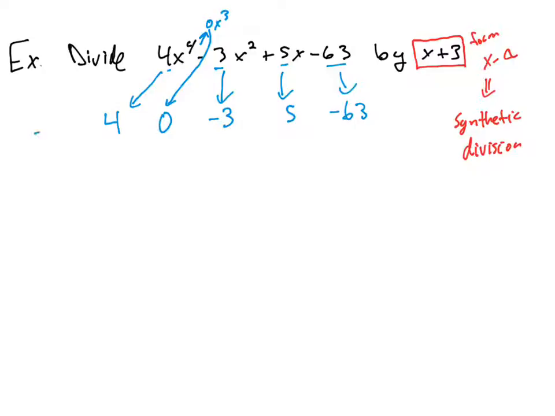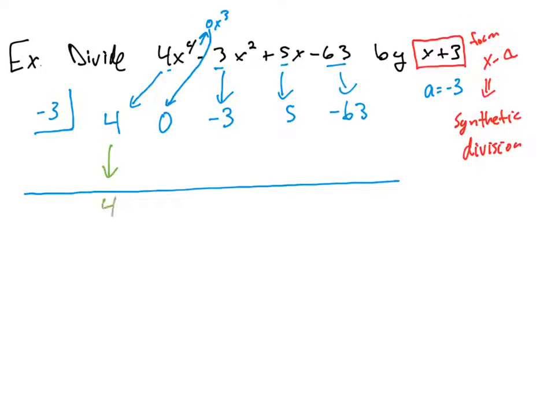And then what we do is we draw a little box here, and we take the a value. Now the a value is going to be negative 3, so we write that negative 3 right here, and that corresponds to the divisor that we're using. All right, so here's the process for synthetic division. Bring down the first value, that's 4.